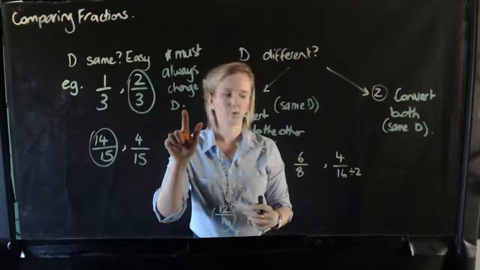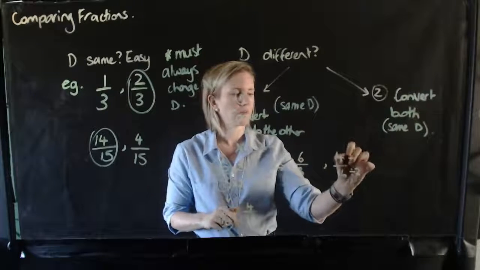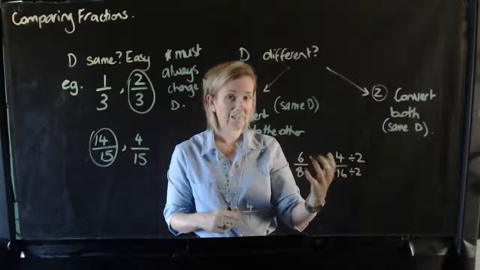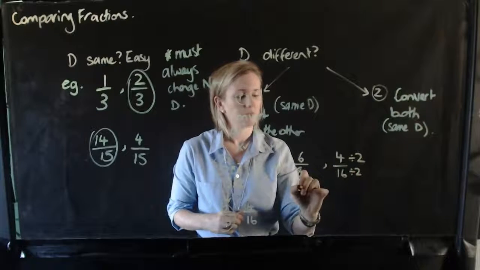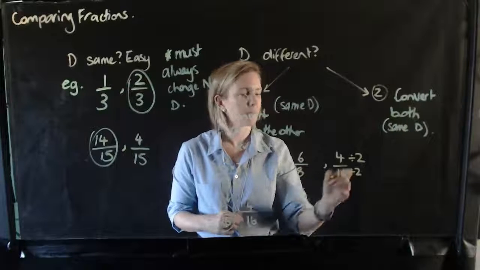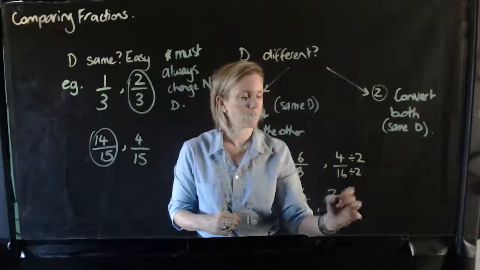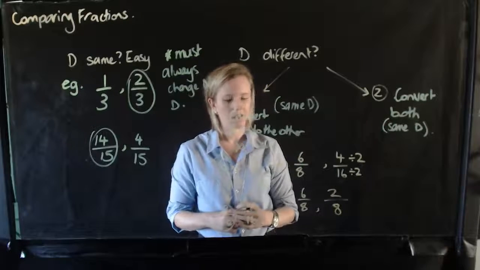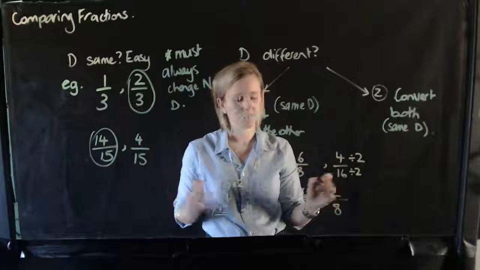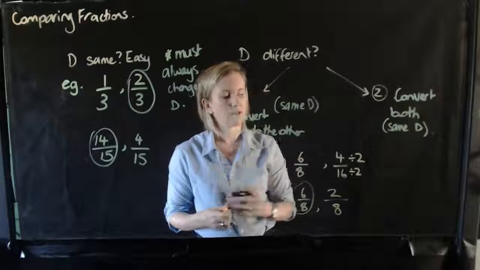And our golden rule, what I do to the bottom, I've got to do to the top, which I can easily do in this case. So here I've got 6/8 again. And here, 4 divided by 2 is 2. 16 divided by 2 is 8. And I can clearly see again, I should get the same answer, that my 6/8 is larger.